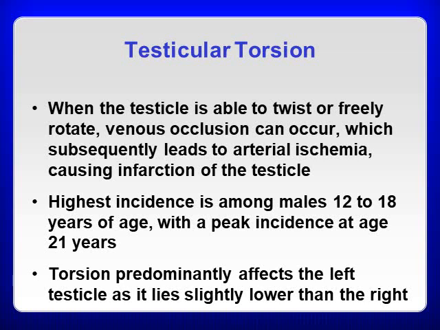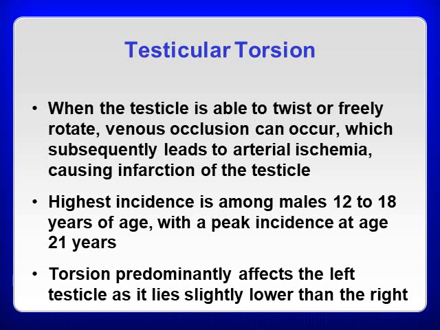So testicular torsion happens when the testicle is able to twist, and many times this will happen as a result of trauma. This could cause some venous occlusion and arterial ischemia. There's a picture of this on the next slide, and it's also the same one that's in your textbook, so you can see what this actually looks like when it happens.